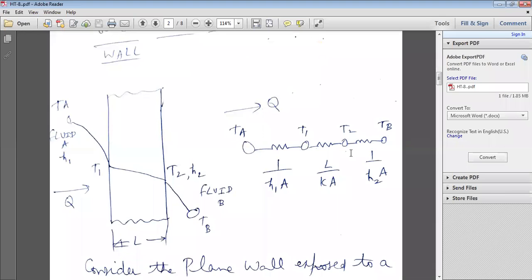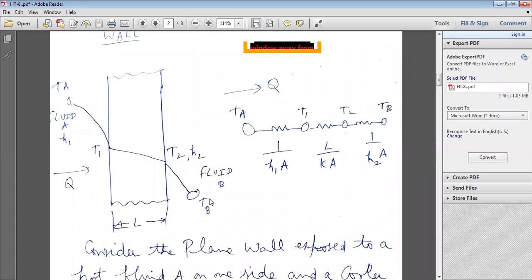Again, in the second convective environment, from T2 to TB, the resistance is 1 by H2A. That is the convective environment with fluid B, where H2 is the convective heat transfer coefficient for fluid B. The area is the same, the perpendicular normal area, the surface area on the left side and on the right side.